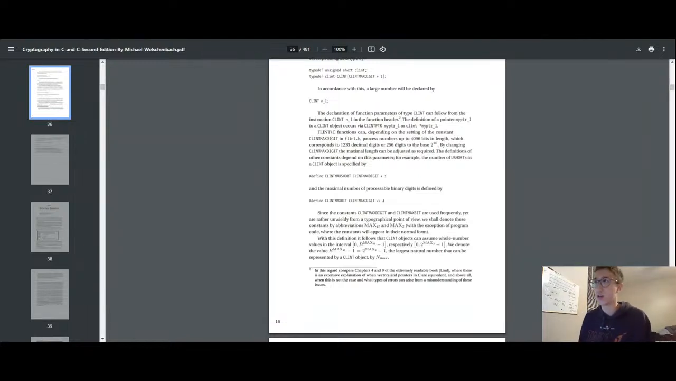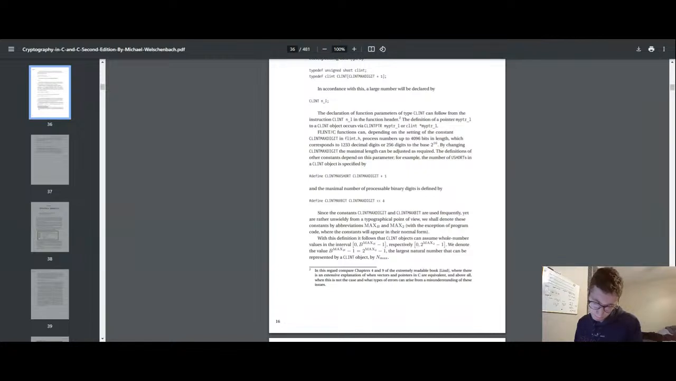What is the range of that? I know a long is 8 bytes, right? So 2 to the 64 minus 1 possible. Is that right? Yeah, that's right. 2 to the 64 minus 1 is your maximum value in C for an unsigned long.